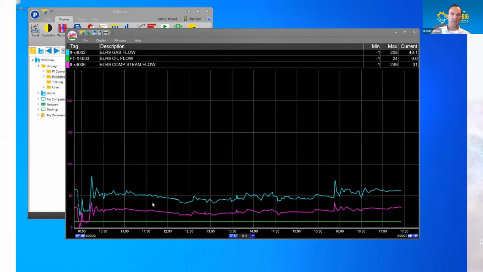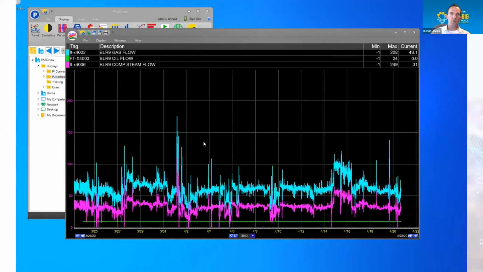So the first thing that you can tell right away is the oil flow doesn't seem to change. We go to 30 days, the oil flow doesn't change. So I'm just going to hide that one by clicking on it.